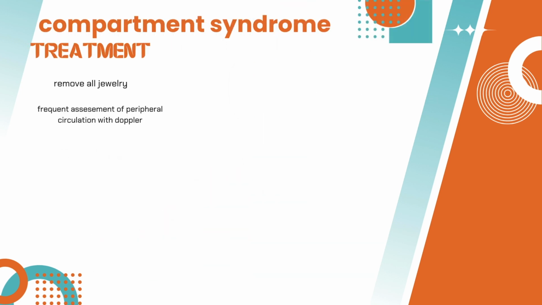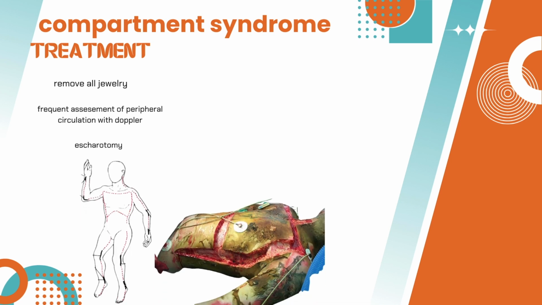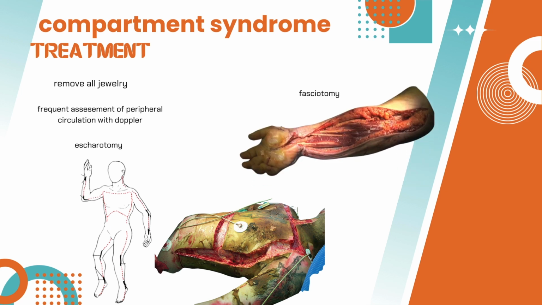Regarding treatment of compartment syndrome, we have to remove all the jewelry on the limbs, because once edema sets in, we cannot remove the jewelry and it will cause additional pressure on the limbs. Frequent assessment of the peripheral circulation with Doppler ultrasound is important to see whether the pulsations are absent or present. And if it is a circumferential burn, then we have to go in for an escharotomy. Escharotomy is done along specific lines in the body, which is depicted in the picture.